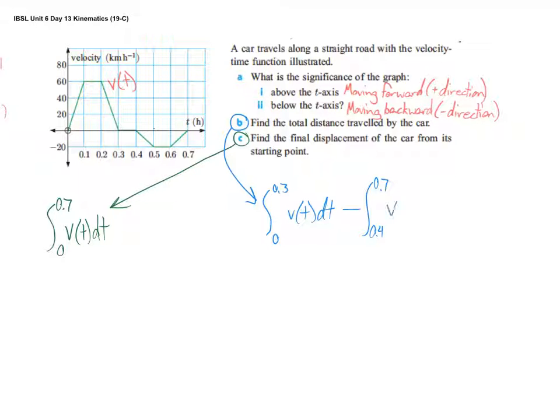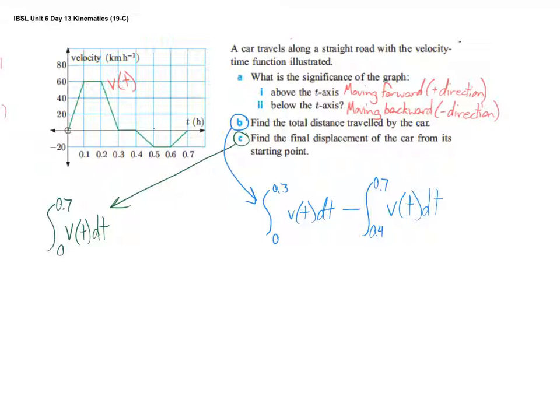Alright? So we have v of t dt here. So if it's below the x-axis, then we're going to put the negative, right? Yes. If it's above, we'll put a plus, right? To find the total distance. Yes.